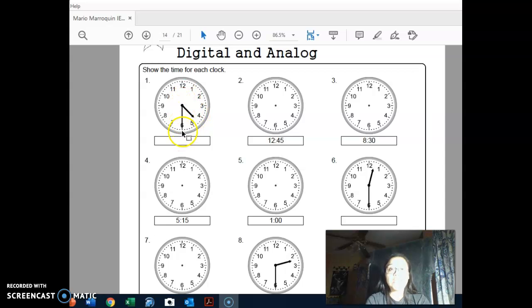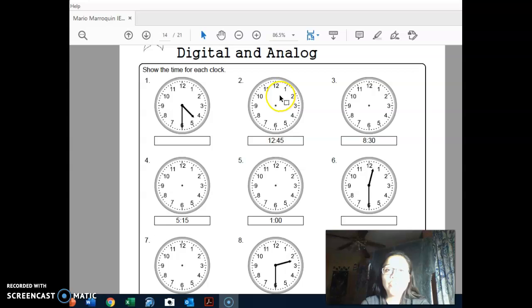The minute. So right here, remember, between 4 and 5, and this, we always count by 5s. So we have 5, 10, 15, 20, 25, 30. So we know that the minutes are 30. So is it a 4:30 or 5:30? Correct, 4:30, because it is between the 4 and the 5.